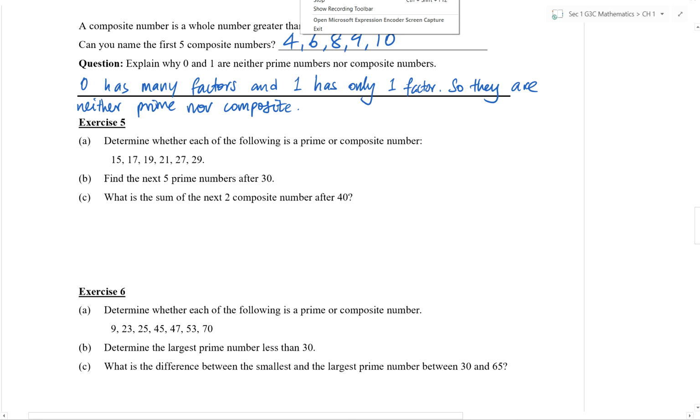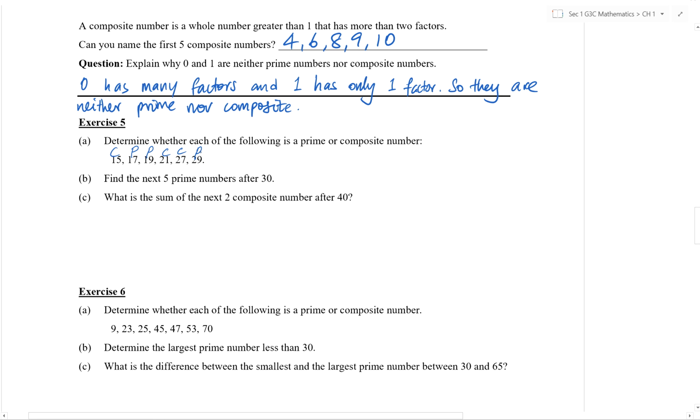So for part A, I will just write on top of the numbers whether they are prime or composite. So 15 is composite, 17 is prime, 19 is prime, composite for 21, composite for 27, and prime for 29. Okay, let me zoom in for you. So I use the letter P for prime, C for composite. If you got it correct, please give yourself a tick.